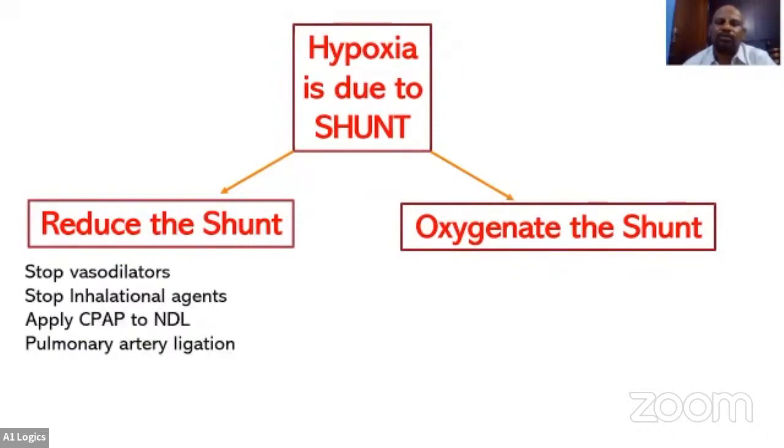So to reduce the shunt, if there's an NTG going on for high blood pressure, stop that NTG. If there is an inhalation agent, it's a little bit controversial. You can stop it and go in for propofol anesthesia, which is better. And you can apply CPAP to the non-dependent lung. That will actually compress the pulmonary arteries in the non-dependent lung and push the blood down. So in a way, it can reduce the shunt. Or if nothing works, you can ask the surgeon to quickly ligate the pulmonary artery, which is going to reduce the blood flow through a non-ventilated lung.